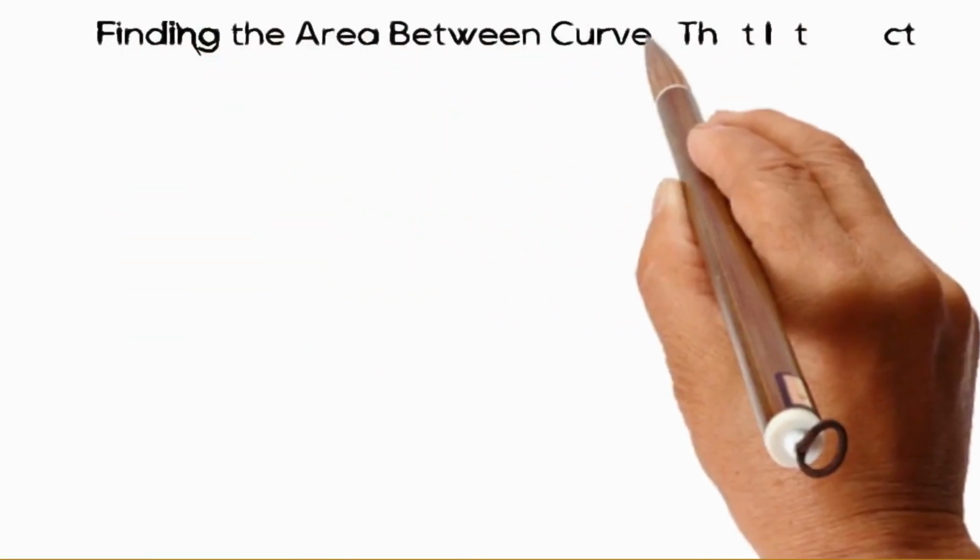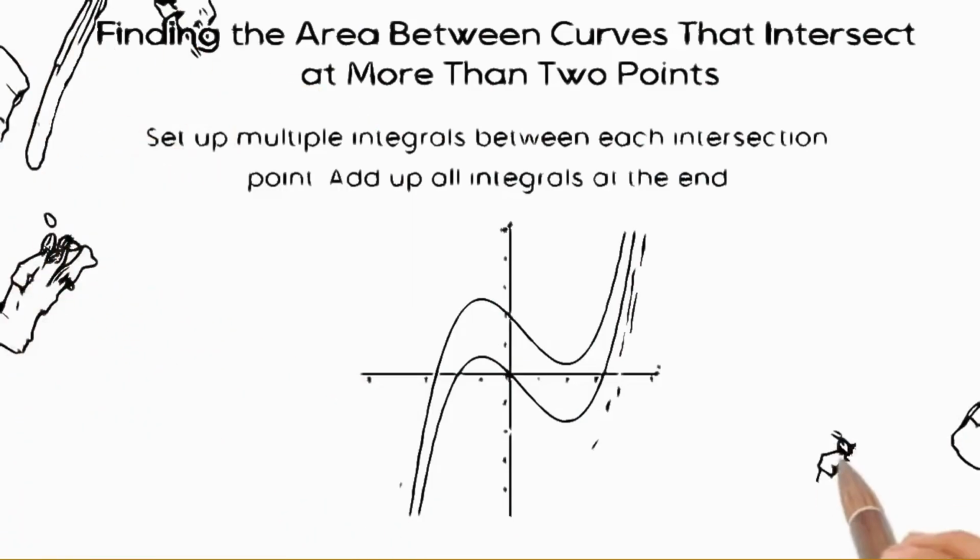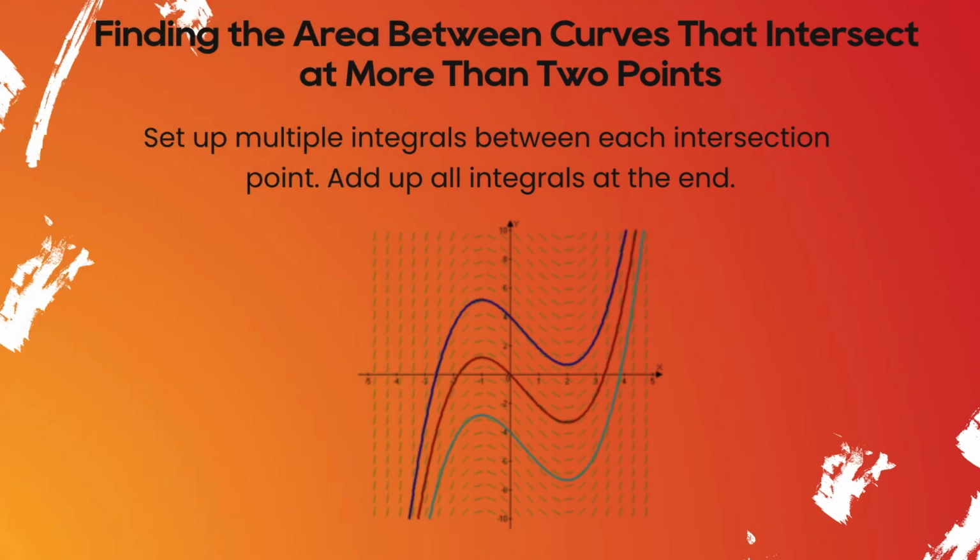Now finding the area between curves that intersect at more than 2 points. So to do this, you simply set up multiple integrals. So first you find all the intersection points, and then you can make multiple integrals. So one from the first intersection point to the second one, and then a second integral from the second intersection point to the third intersection point. And then you can evaluate each integral separately.